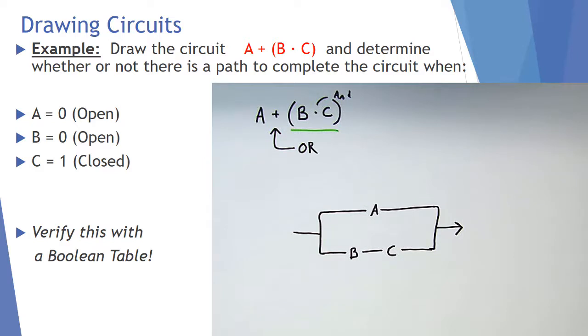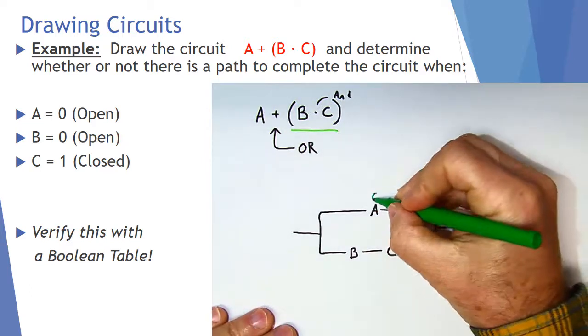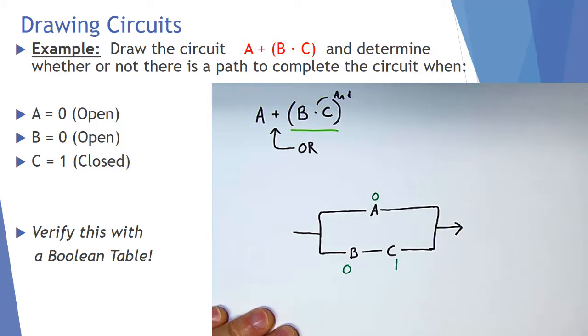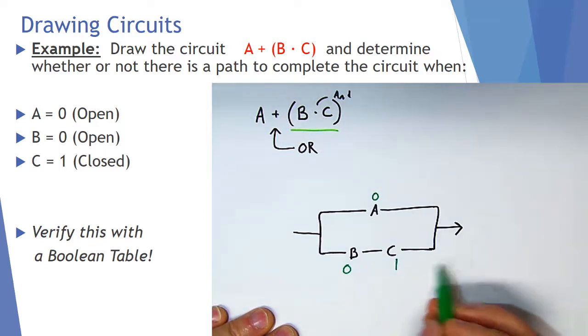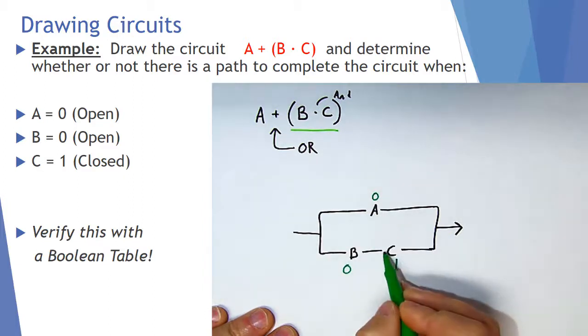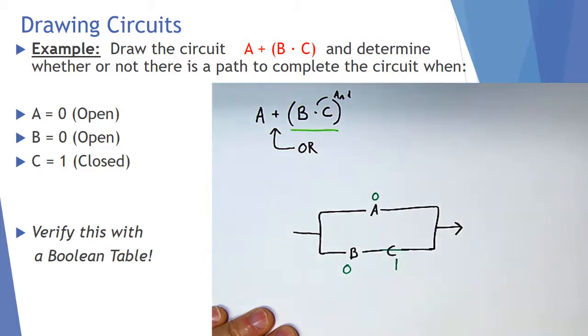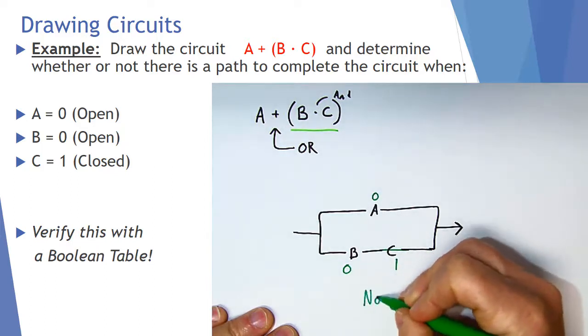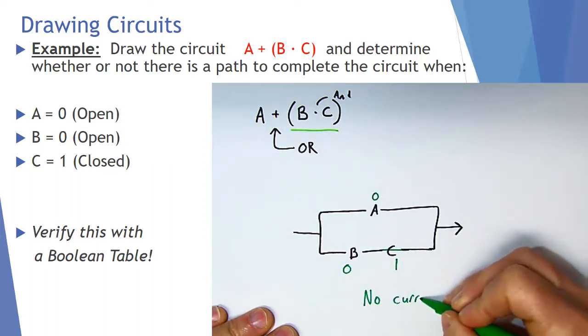Now let's answer the second part of the question. Will we have current flow when A is open, B is open, and C is closed? That is to say, no current flow here, no current flow here, but we do have current flow here. Well, I think you can see that if A is open and B is open, then we have no path for current to flow. The fact that C is closed isn't enough to do the job, and so we can conclude that there is no current flow here.